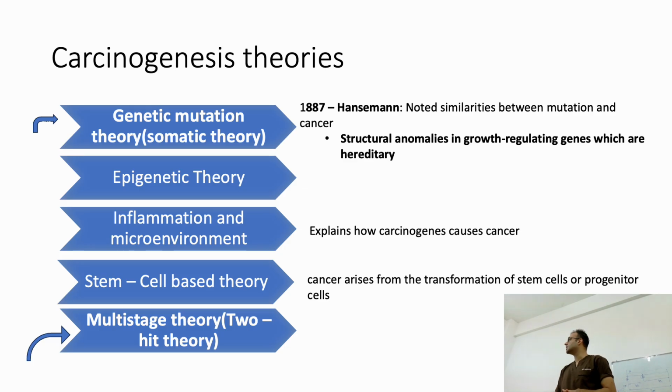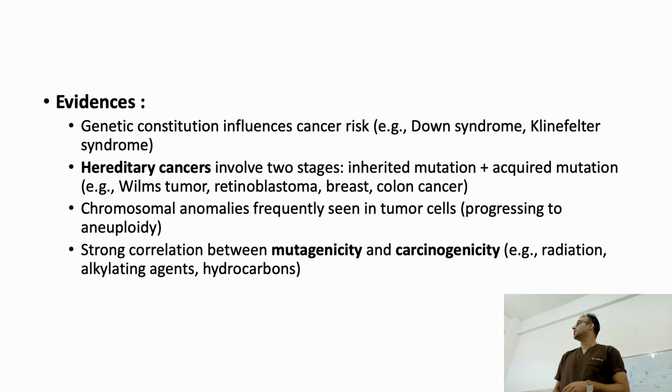And then the inflammation theory explains how carcinogens cause cancer. Most of these were explained in our previous topic of risk factor class. And then the stem cell based theory, that is, cancer cells arise from a single progenitor cell. And then the multi-stage theory, which basically combines all of this together. And the epigenetic theory, I'll talk about in detail in the coming slides.